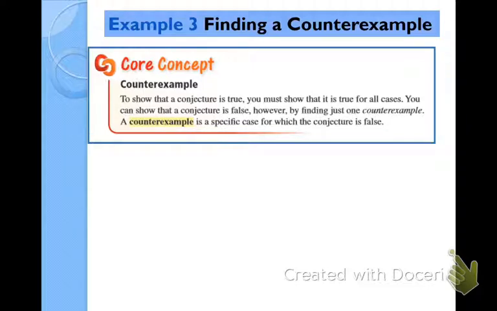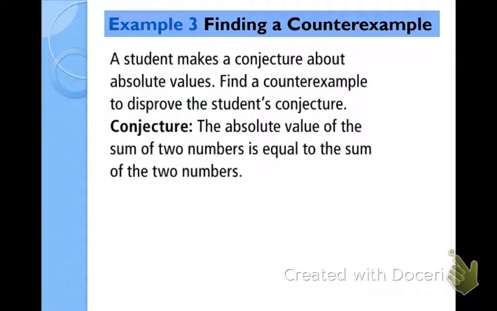Okay? And that's where we'll lead up to our next example, which is on that next page that we were on. A student makes a conjecture about absolute values. Find a counterexample to disprove the student's conjecture. So if we're disproving it, can your answer be, actually they got it correct? No. If I'm telling you to disprove it because it's false, are you smarter than the book or the problem and saying, nope, it's right? Please don't do that. People do that all the time. They're like, no, I can't find anything wrong. Then keep looking because something is wrong.